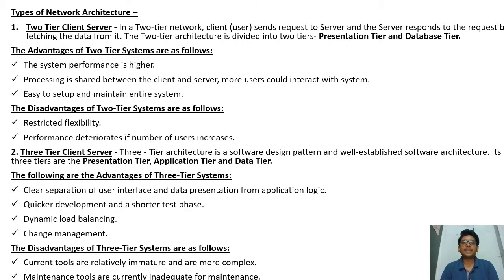Next, we go to 3-tier client server. What is a 3-tier client server? 3-tier client server is a software design pattern and well-established software architecture. Its 3-tier are the presentation tier, application tier, and data tier. What are the advantages of a 3-tier system?